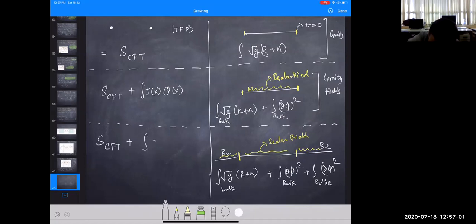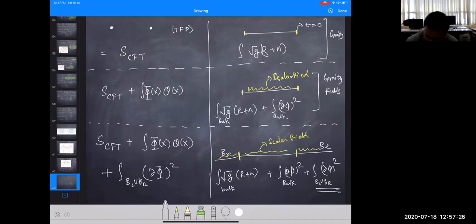So now let me write it as phi of X, O of X. And then this piece is non-holographic. So I just add this piece here: BL union BR of del phi square.